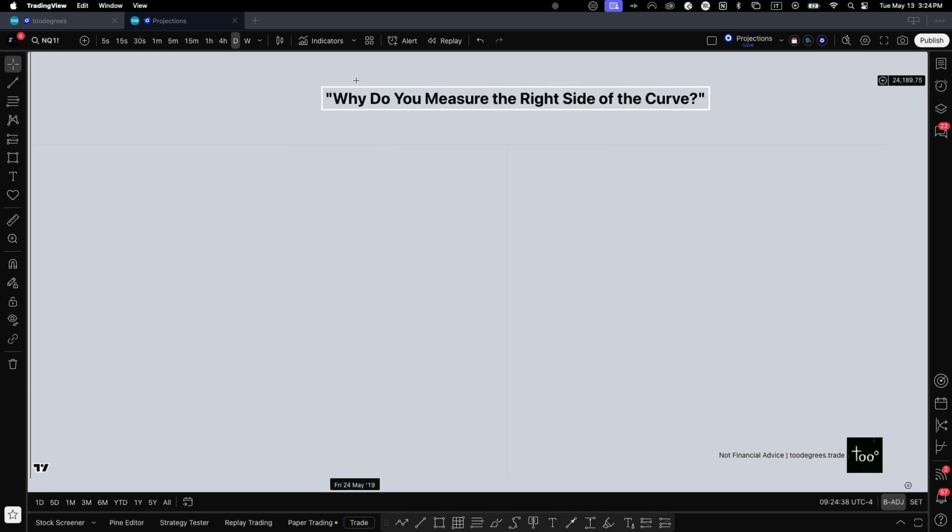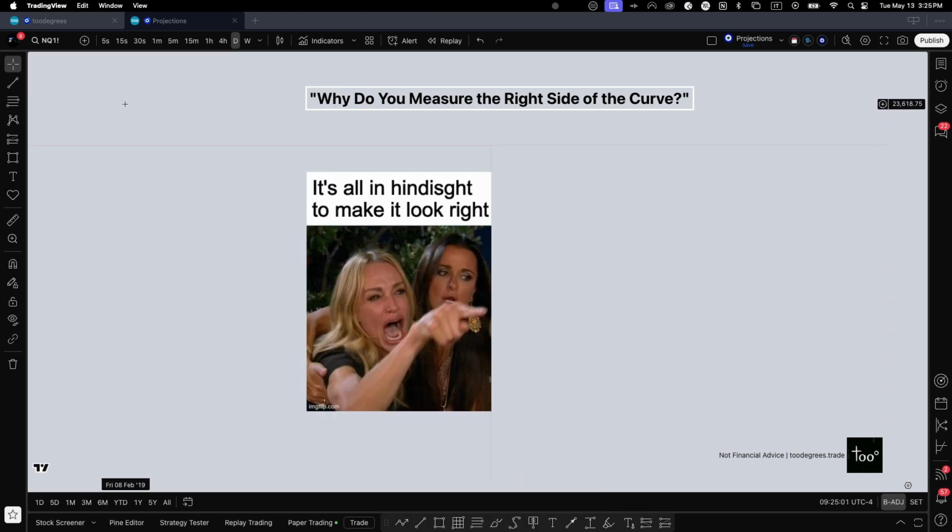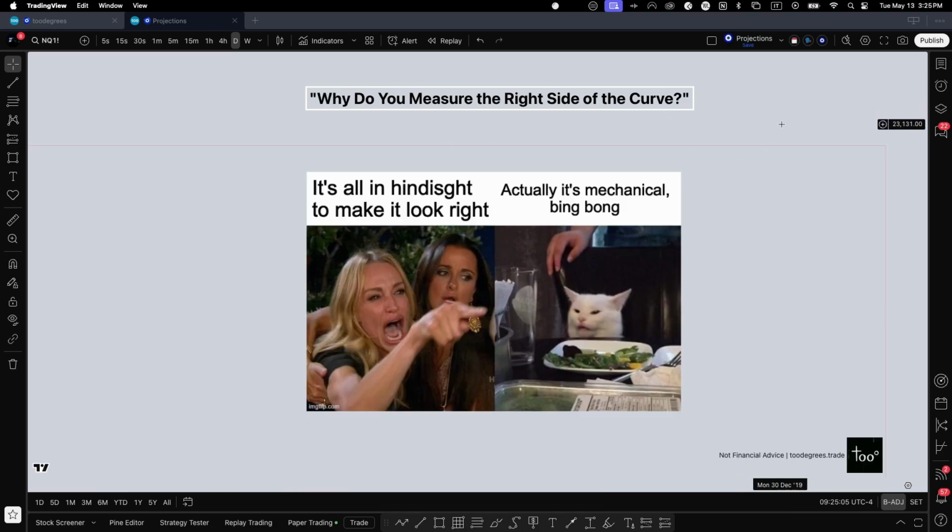However, everyone asks me the question all the time. Why do you measure the right side of the curve? You guys familiar with what I'm talking about here? Give me a 1. Have you ever seen when I draw on the other side? Yeah? Okay, 1's in the chat. This is what I hear all the time. It's all in hindsight. It's actually extremely mechanical. So, how is it mechanical?